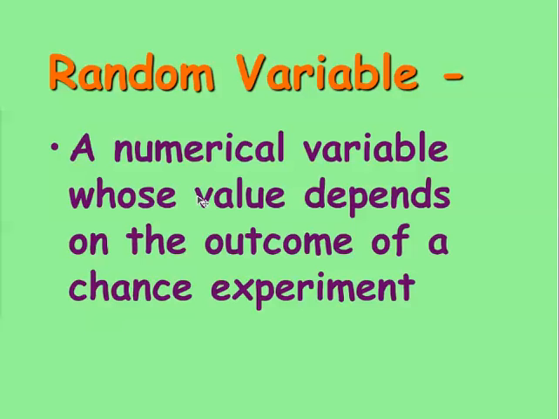Let's use the example of rolling a die. If you roll a die, that's a chance. You have a 1 in 6 chance of getting an outcome, and the outcome you're going to get is numerical in nature. It's a number that you're getting. That is what we're talking about with a random variable. It's a numerical value that you have a possibility of getting different numbers on.